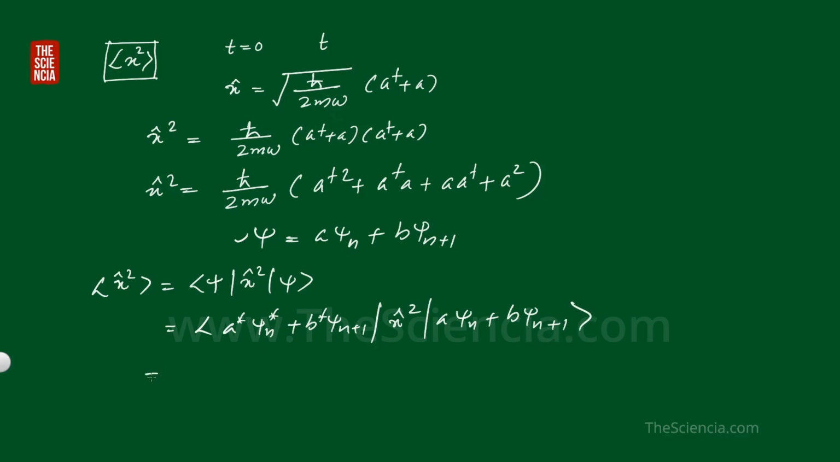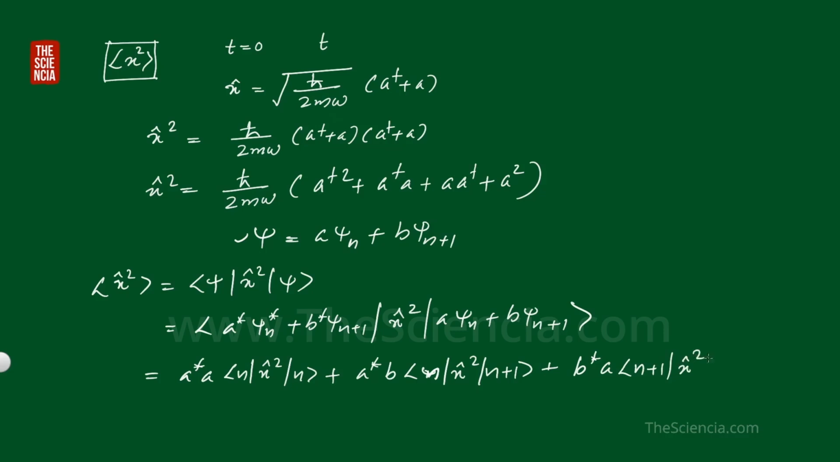When we expand this term, we will get a star a bra n x cap square ket n, plus a star b bra n x cap square ket n plus 1, plus b star a bra n plus 1 x cap square ket n, plus b star b bra n plus 1 x cap square ket n plus 1.